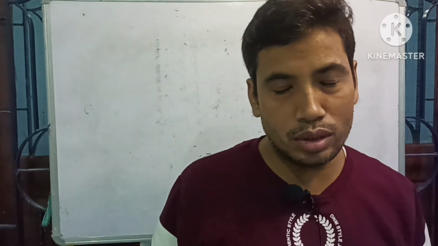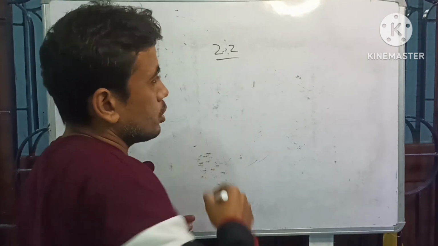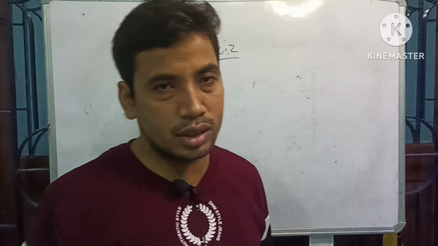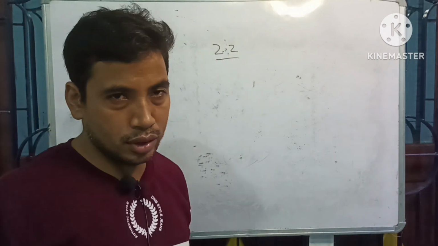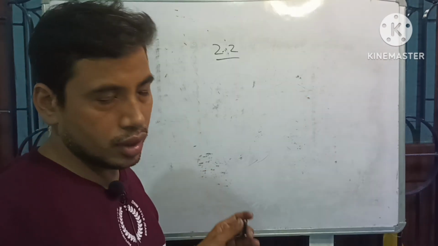Dear students, today we discuss the remaining part of the polynomial chapter of class 9. Today we discuss exercise 2.2. So today we specially discuss zeros of a polynomial and the value of a polynomial with respect to some number. Hope you are all okay.